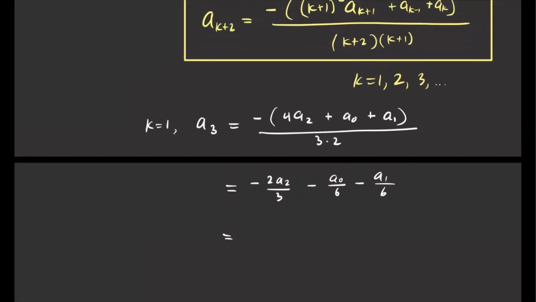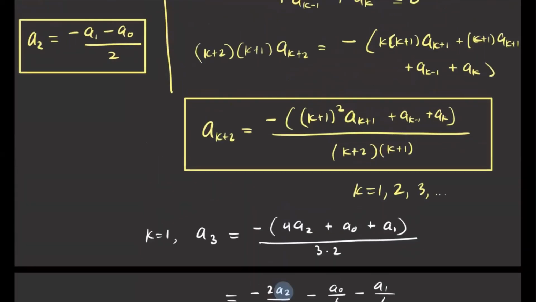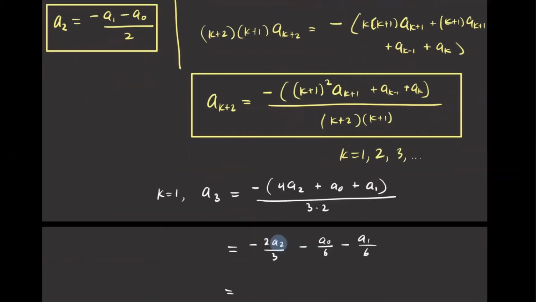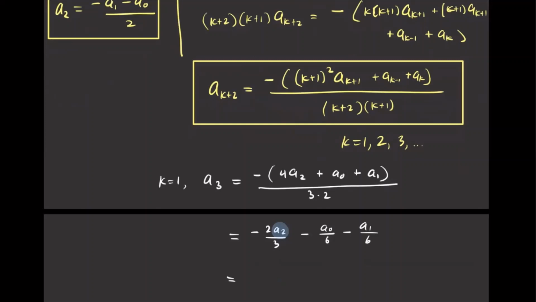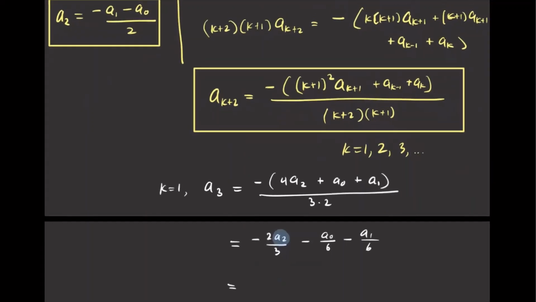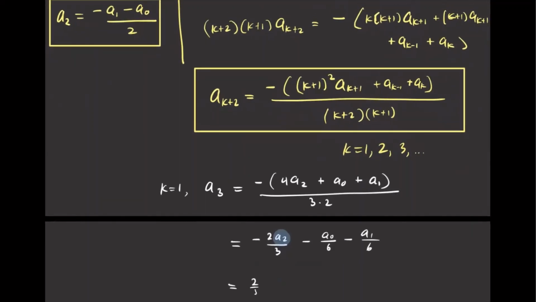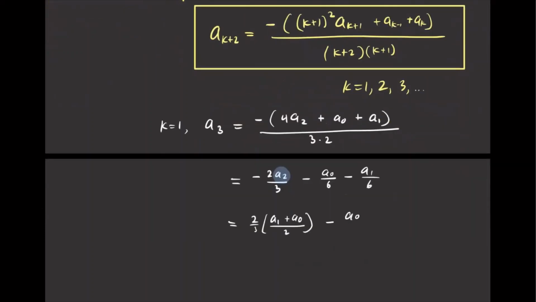And now I'm going to go ahead and replace what a sub 2 is in terms of what we got previously. So that's right here. So I'm going to replace that down there. So this would give me, so the negative cancels out. So you'll have 2 over 3 times a sub 1 plus a sub 0 over 2 minus a sub 0 over 6 minus a sub 1 over 6.